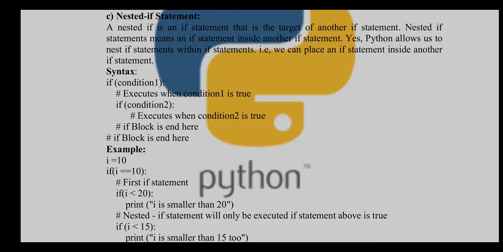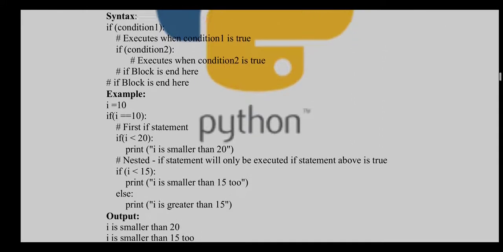See the syntax first. First specify the first if statement, specify the condition. Within the executable part of that if statement, specify another if statement with the second condition, then specify the colon and give proper indentation. This means you are able to identify which part comes under the first if and which part comes under the second if. For that purpose, use proper indentation. After that you close the second if part and then the first if part. So this is how it works.